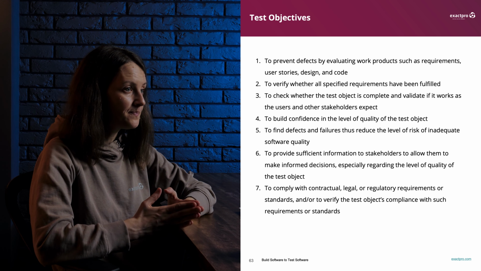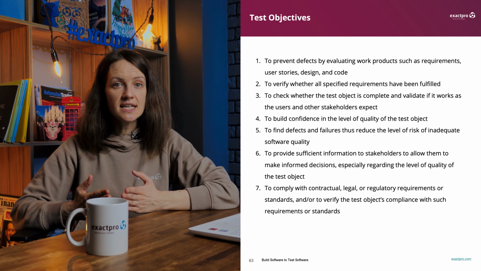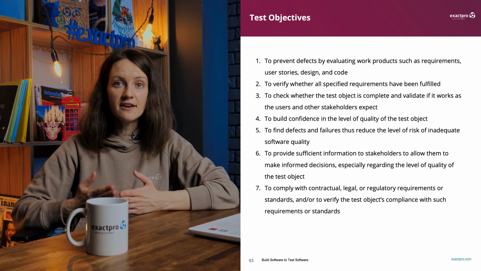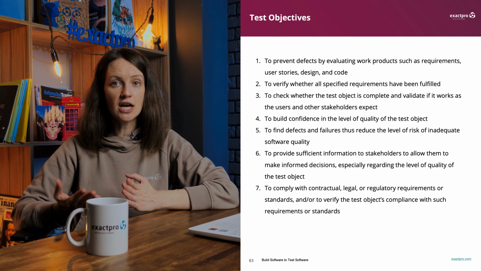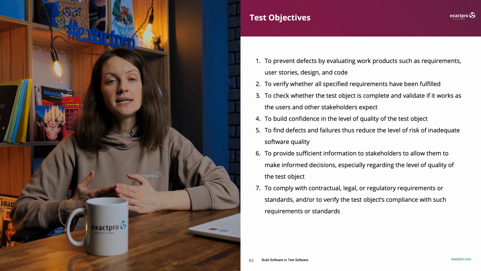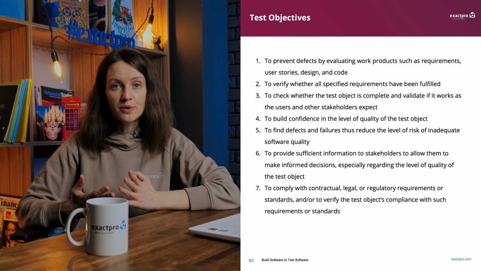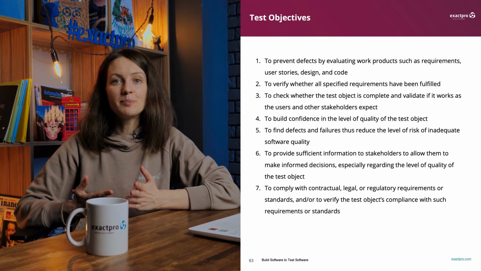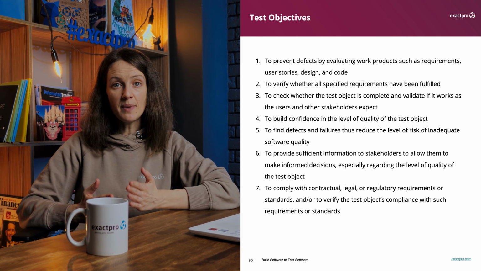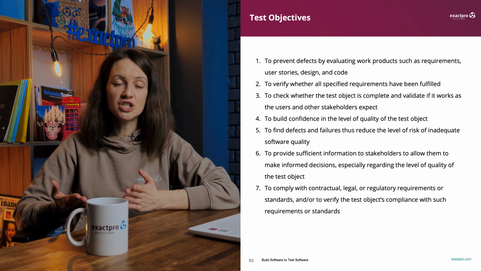The same goes for point 3: to check whether the test object is complete and validate if it works as the users and other stakeholders expect. Again, since exhaustive testing is impossible, we cannot be 100% sure that the test object is complete. Testing has to find bugs and not claim that the test object doesn't have any.